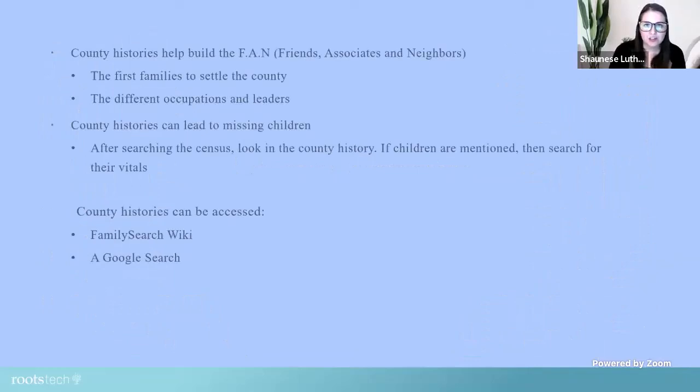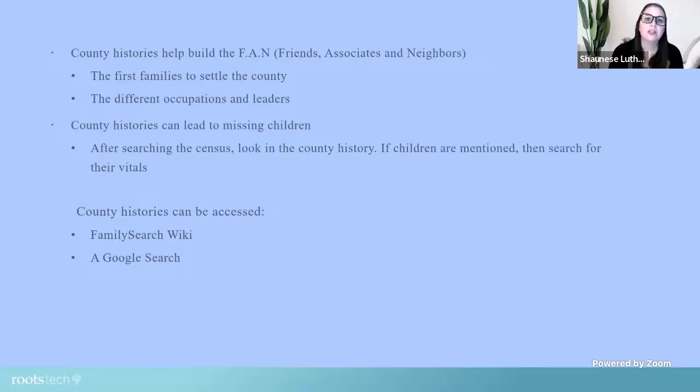Now, county histories are incredible. They aren't looked at very often. The county histories can help build your friends, associates, and neighbors. They can include information on the families who first settled in the county. They can also give you different occupations or the government leaders in the county.